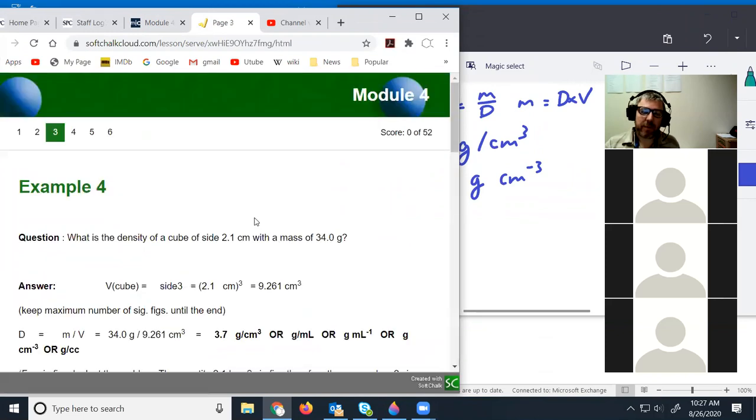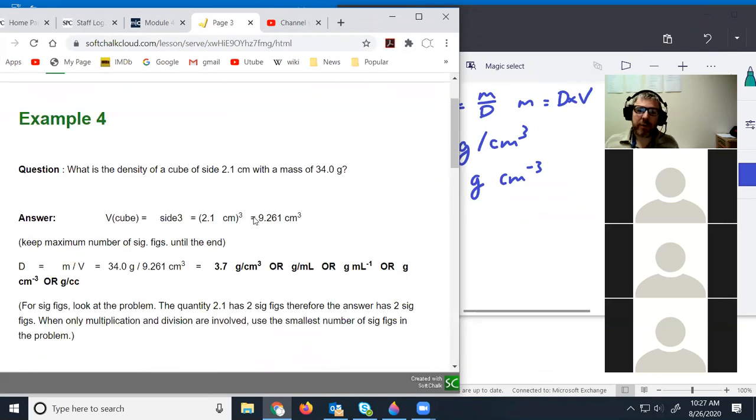They're not too bad. Let's look at a situation where we've got a cube with side 2.1 centimeters and a mass of 34.0 grams. We need to figure out the volume of a cube, which is side cubed. The volume of a block is length times width times height. A cube is just a rectangular prism where the length, width, and height are the same. So 2.1 centimeters cubed gives 9.261 in your calculator.